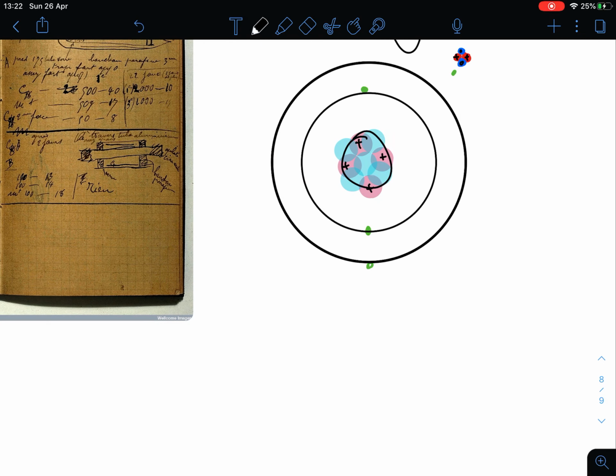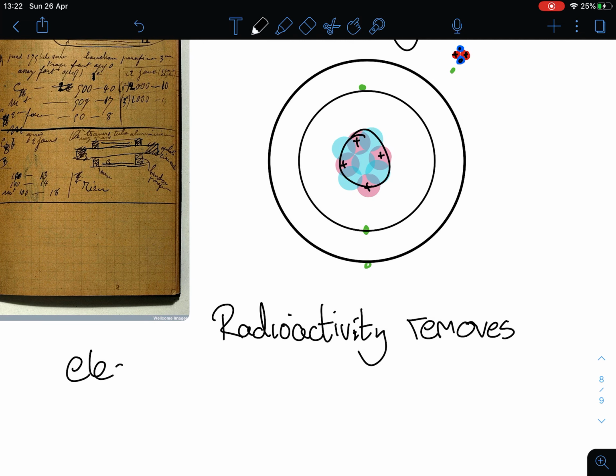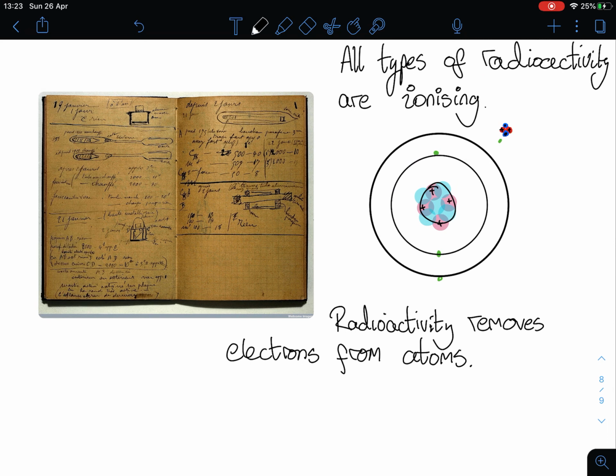So it creates ions. So we can say radioactivity removes electrons from atoms. That is the definition of ionization: removing electrons from atoms. Whether it steals them and keeps them, or like with an electron, beta decay, it just knocks them away, doesn't matter. It's still become an ion.